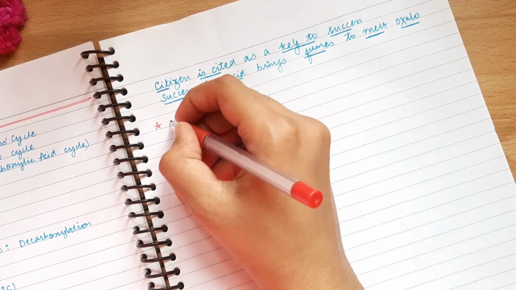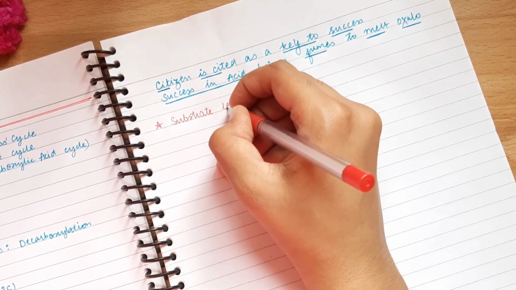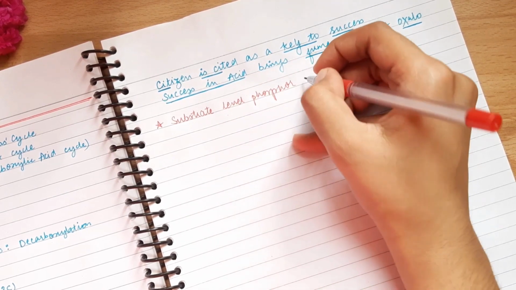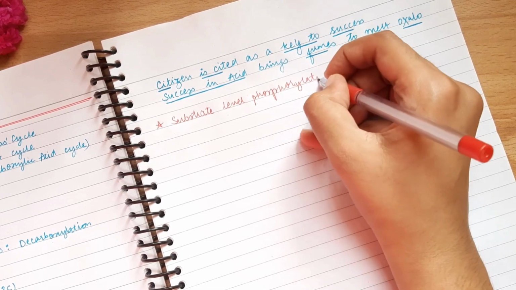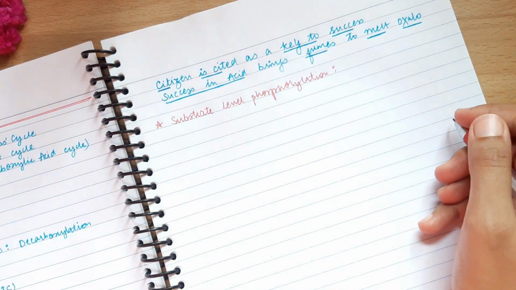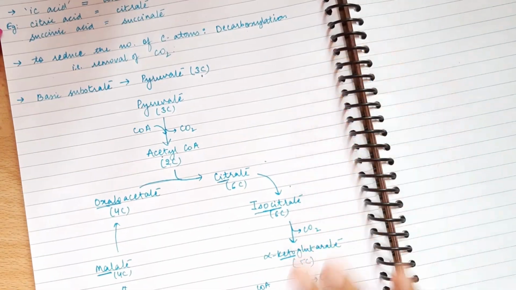Now what is a substrate level phosphorylation? It is a metabolic reaction in which ATP or GTP is formed by conversion of a higher energy substrate to a lower energy substrate. Alright, so in this case, GTP is formed from GDP, which I'll discuss later.